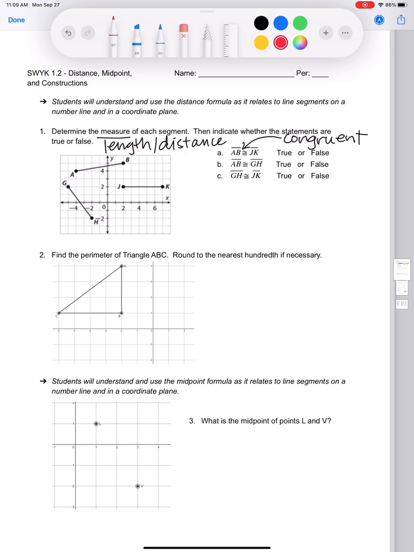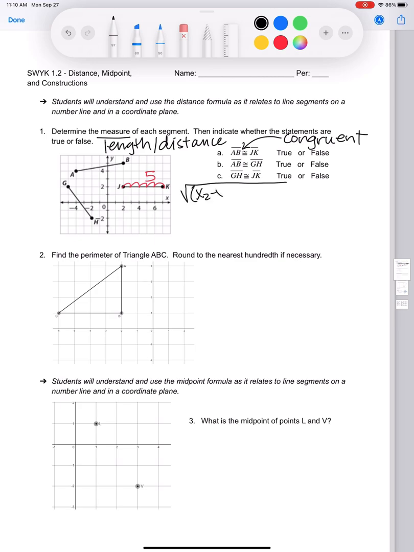So to figure out whether two segments are congruent, I'm going to find the length. And I cannot count that length. I need the distance formula. There is one length that I can count, and it would be whether the segment was horizontal or vertical, going with the grid marks. So I count here and see that this grid mark is 5 units long. So I can count the length of JK.